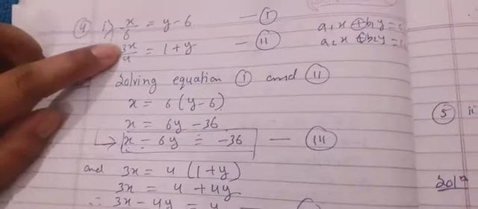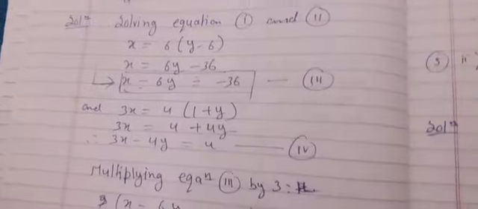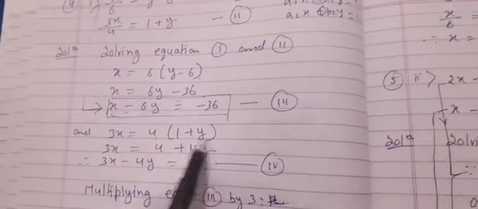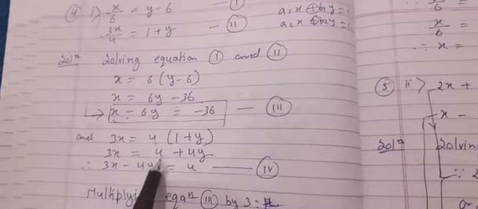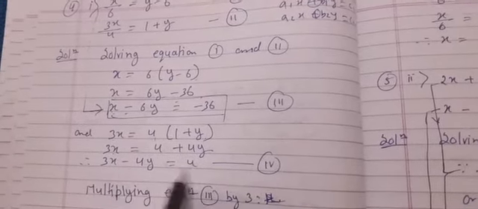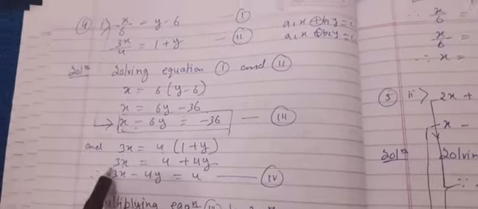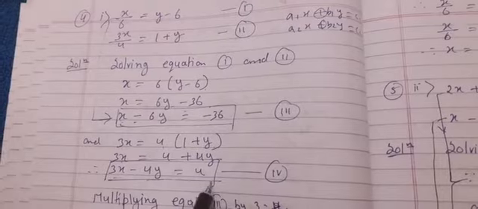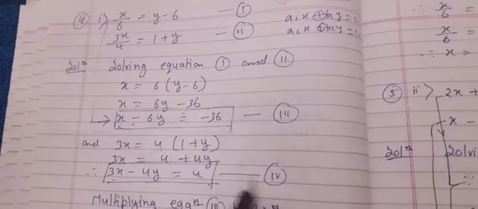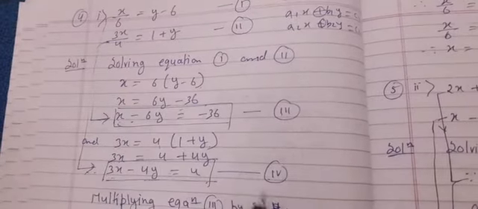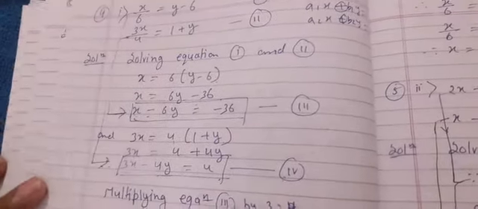And similarly 3x by 4 equals 1 plus y. What I did, 3x and 4 is cross multiplied, 4 into 1 plus y. So 3x is equal to 4 into 1, 4, plus 4 into y is 4y. So 3x minus 4y is equal to 4, right? Now you see this is our proper equation. x and y terms are here, constant term is here. From where did we get this equation 4? When we solve equation 2 a little bit, we got equation 4. So 2 and 4 both are the same equation.